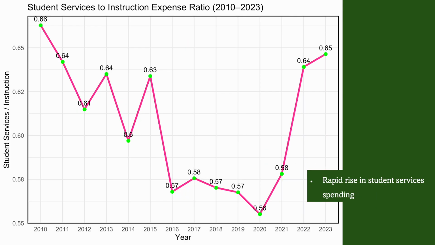However, when looking at the ratio of student services to instruction spending in this line chart, since 2020, spending on student services has grown much faster. This likely reflects investments in areas like campus life, advising, mental health services, and student support programs, all of which are important for keeping students enrolled and successful. Still, this expansion also drives up cost quickly.